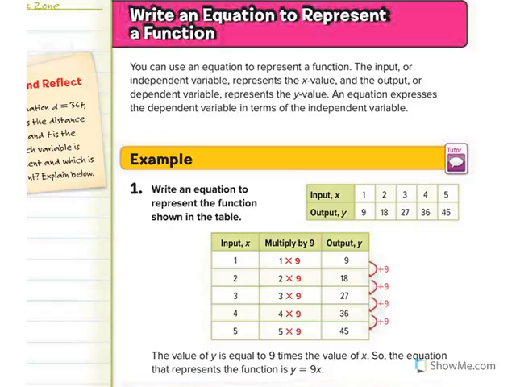You can use an equation to represent a function. The input, or the independent variable, represents the x value, and the output, or the dependent variable, represents the y value. So think about what that means and how you can kind of remember that.